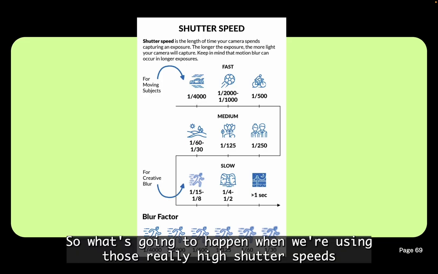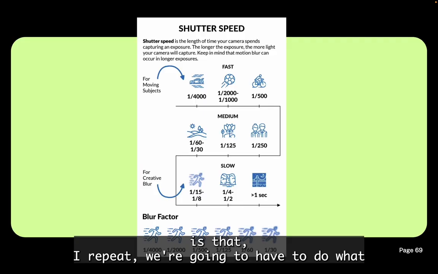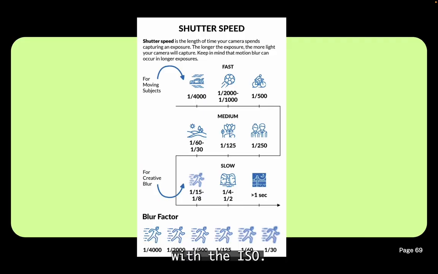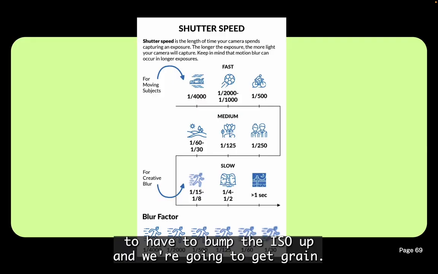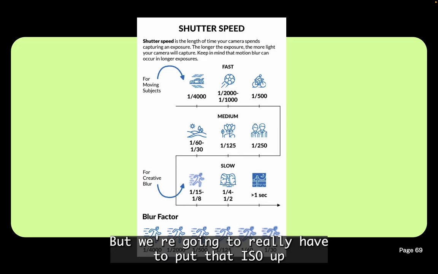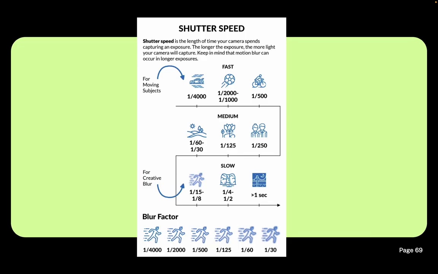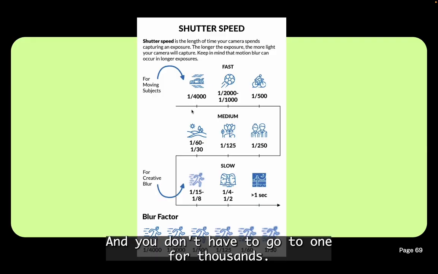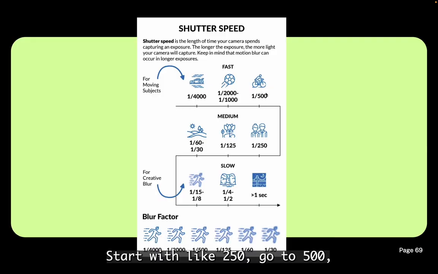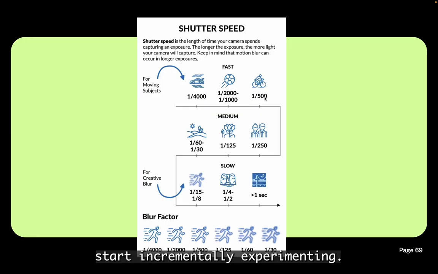So what's going to happen when we're using those really high shutter speeds is that, I repeat, we're going to have to do what with the ISO? We're going to have to bump the ISO up. And we're going to get grain, and that's okay. But we're going to really have to bump that ISO up because we want that shutter speed to be able to freeze motion. And you don't have to go to 1/4000. Start with like 250, go to 500, start incrementally experimenting.